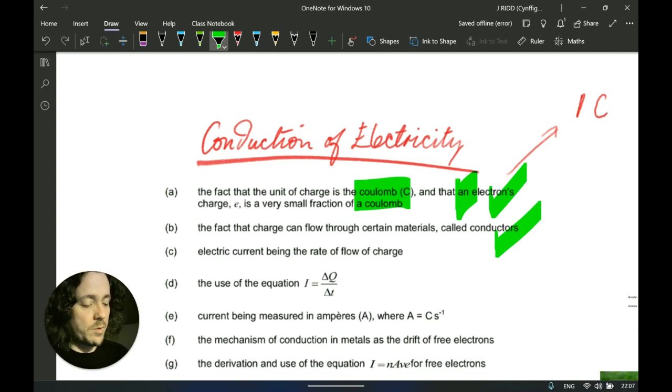Now, electrical current, we'll go on to part C here, is described as the rate of flow of charge. Now, whenever we see the word rate, what we mean is per unit time. Okay, so it could be anything.